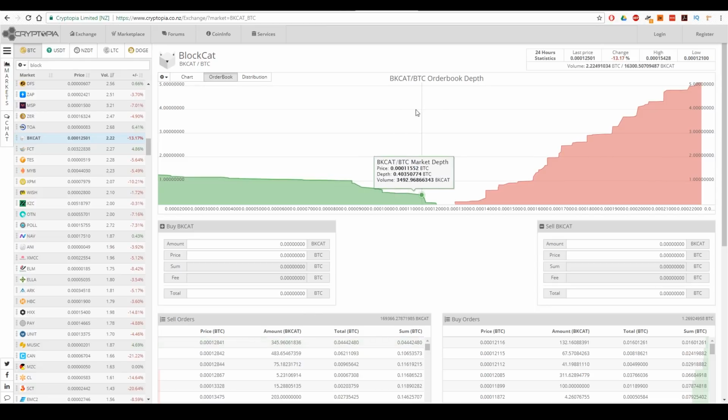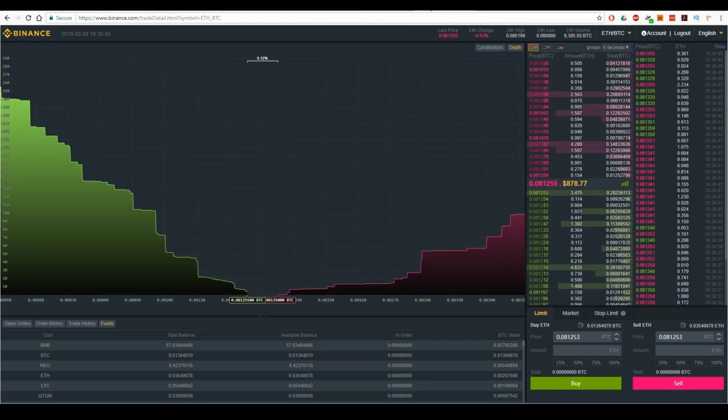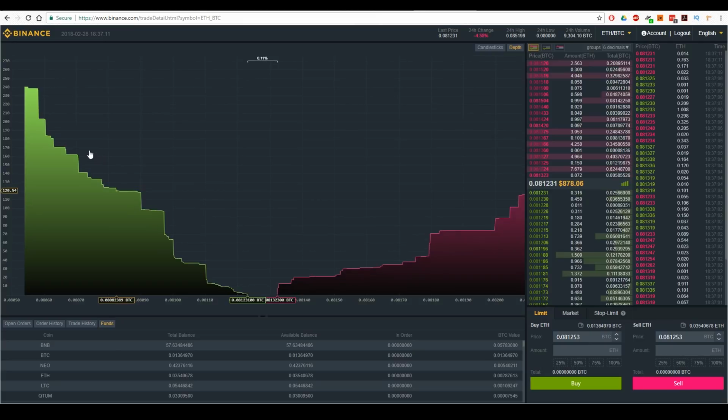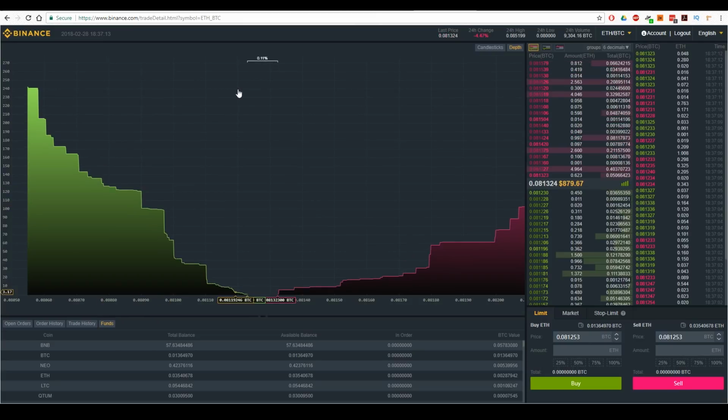Now, if we actually come over here to Binance, let's have a look at the order book for Ethereum and Bitcoin. By the way, the previous order book was for Blockhat and Bitcoin. This is a Blockhat Bitcoin market. We'll come over here to Binance and have a look at the order book for Ethereum and Bitcoin. As we can see here, it's a very deep order book. It's got very high liquidity because we know Ethereum is traded on so many markets, highly liquid, and it has a very deep order book.